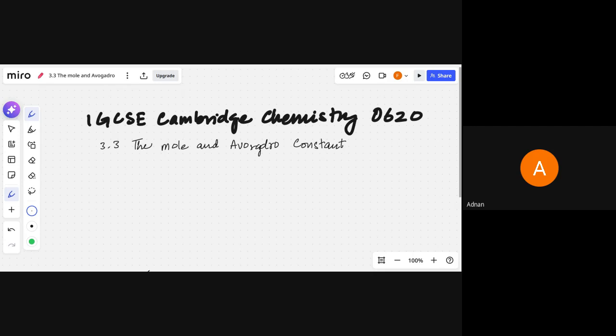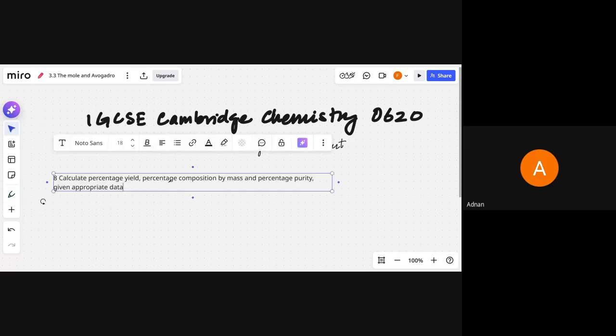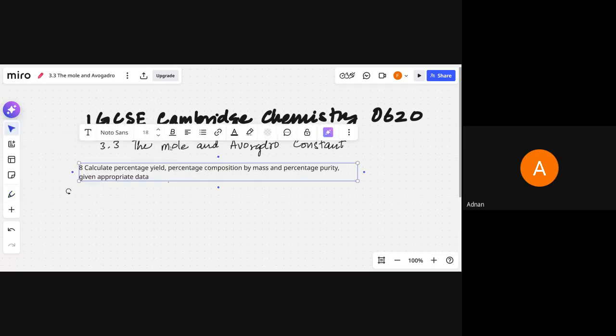So let me just paste it on the whiteboard. This is subtopic number 8 that we will be covering in this lesson. So let me just paste it here. Yep, here it is. And let me just adjust this.